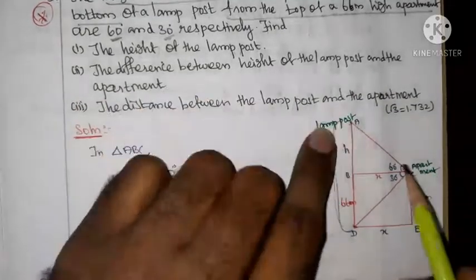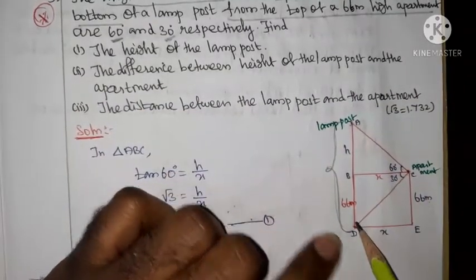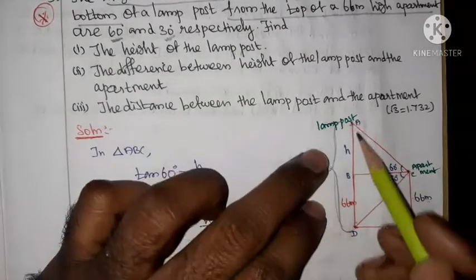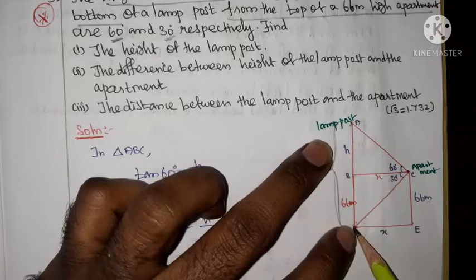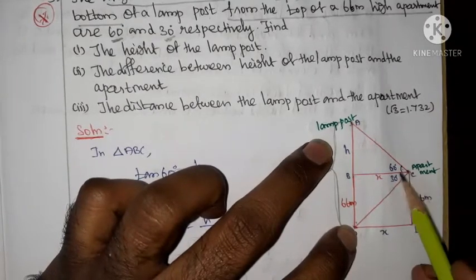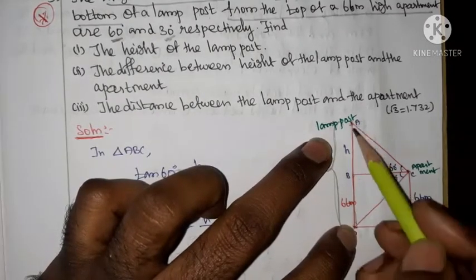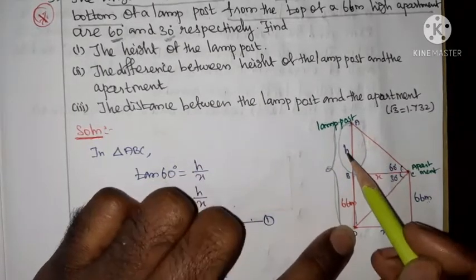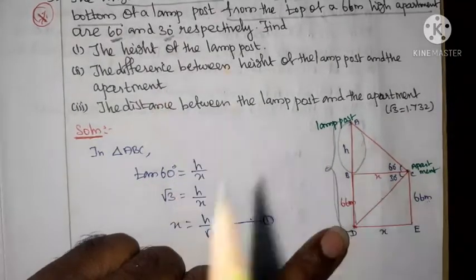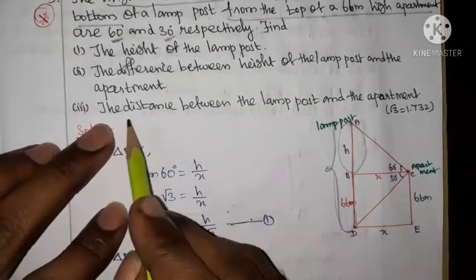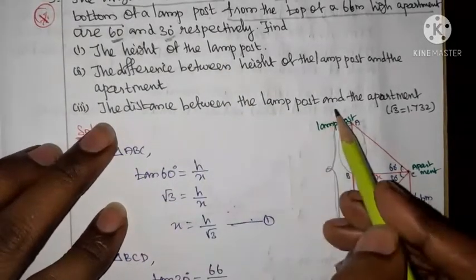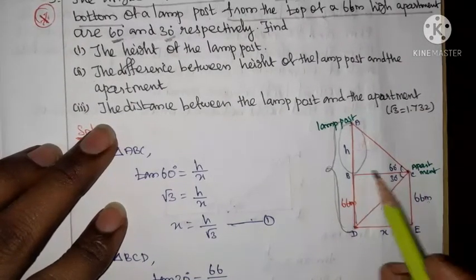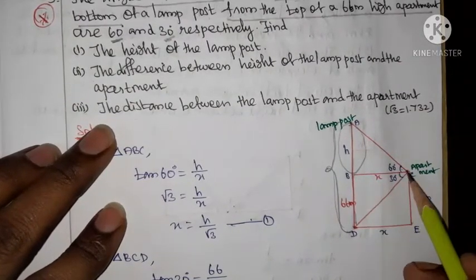So the difference is this part, from here to here, the lamp post and the apartment. The equal part cancels, so the remaining part is the difference, which is h, and we will find h in the second subdivision. The third subdivision is the distance between the lamp post and the apartment, which we have to find out.